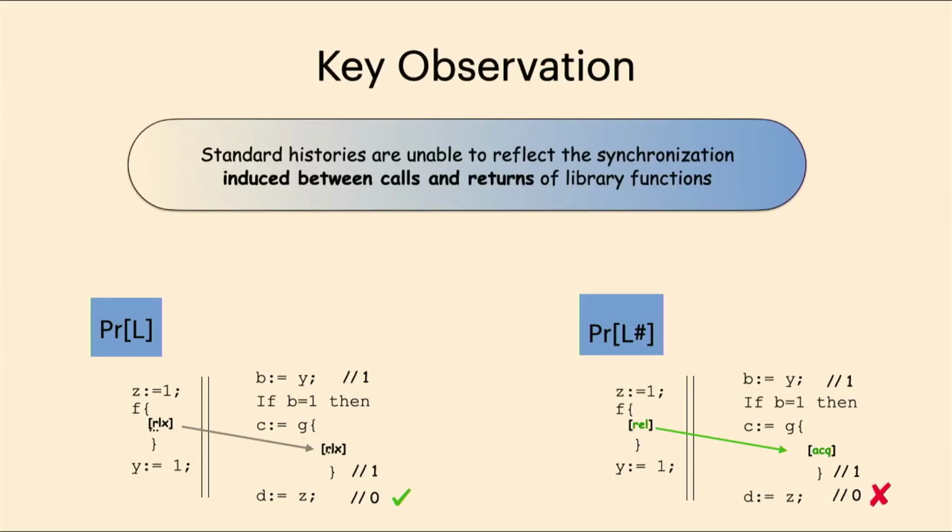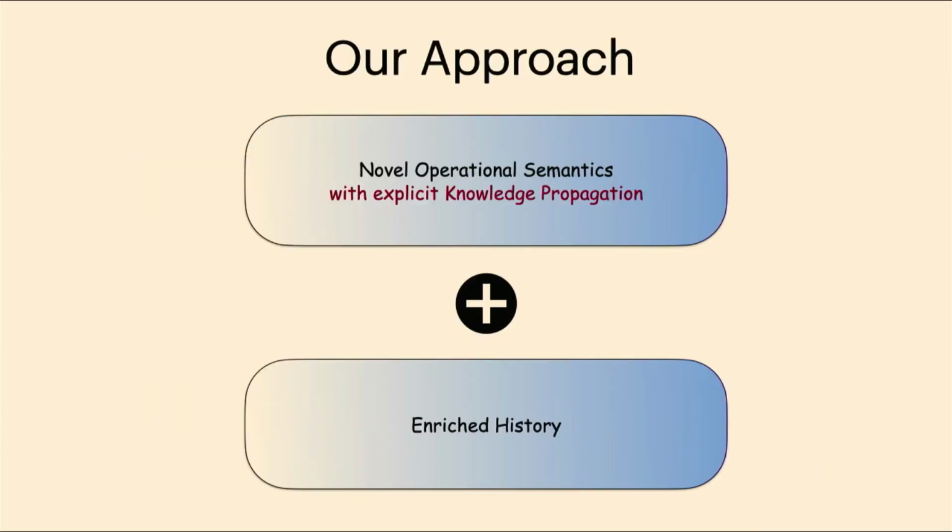So the key observation here is that standard histories are unable to reflect the synchronization induced between calls and returns of library functions, even if they are internal communication, when this is a release acquire pair. So our approach to solving this problem is based on what we observed in the previous slide. We come up with a novel operational semantics that necessarily exposes this crucial information about release acquire communication. And we also revisit the definition of history to correctly include this essential information recorded at the transition level.